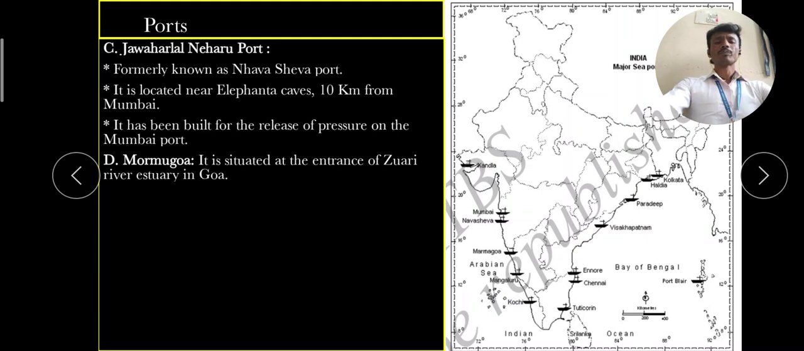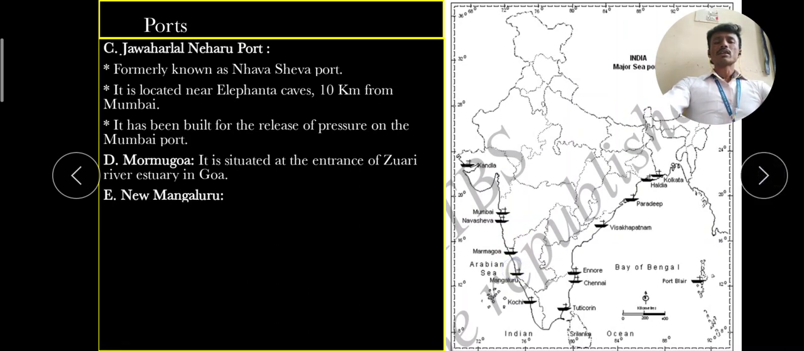Then after that, Marmagao. Got it? So look at here, this is Marmagao. It is situated at the entrance of the Zuari River estuary in Goa. An estuary is an area where fresh and salt water mix. Estuary is nothing but the mixing of fresh water and salt water, possible in Goa, Marmagao. It is situated at the entrance of the Zuari River. So this is Marmagao.